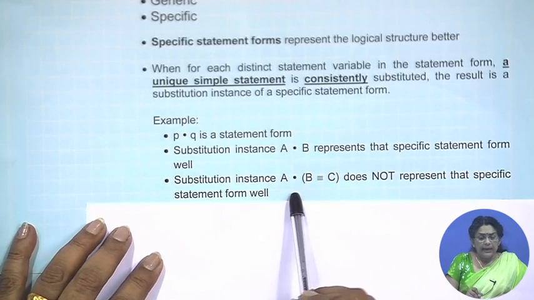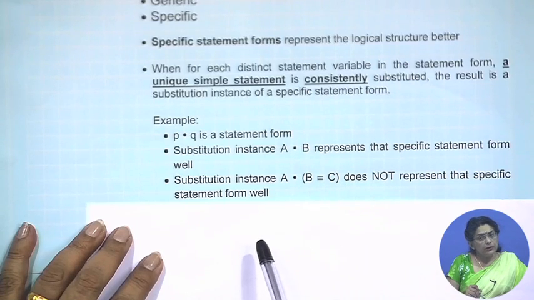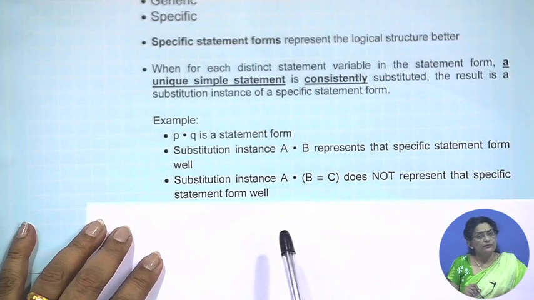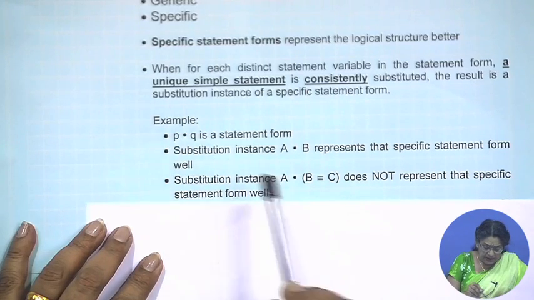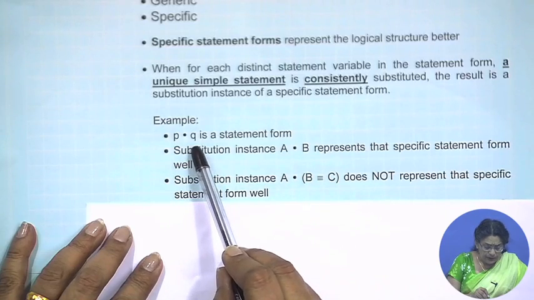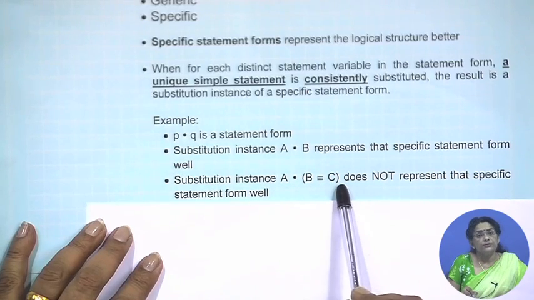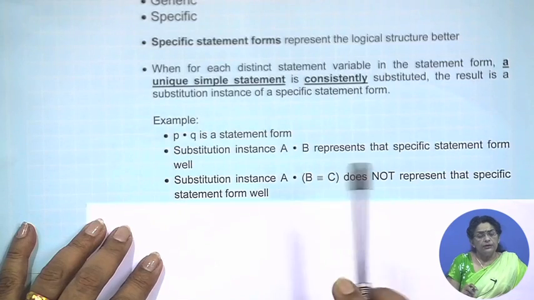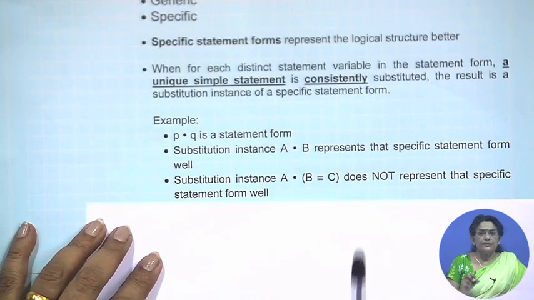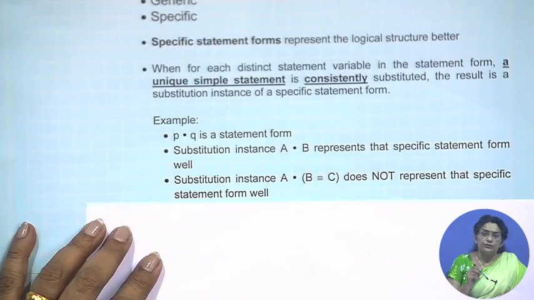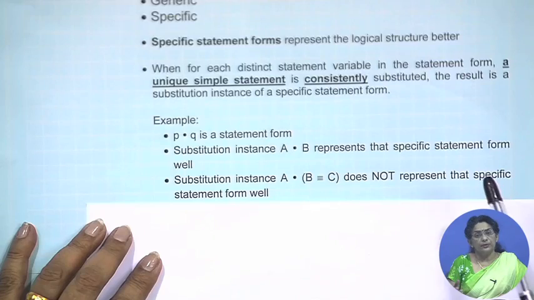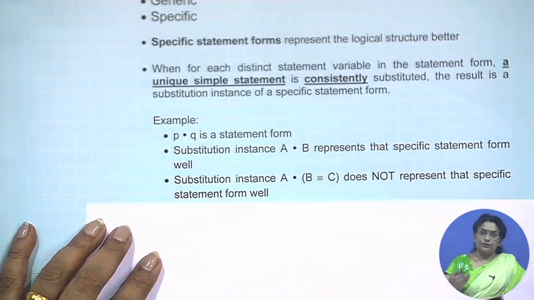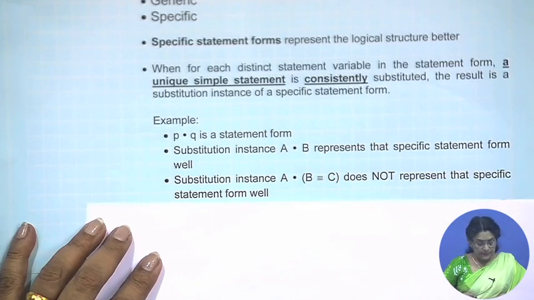But A dot B triple bar C will not represent the specific statement form. Why not? Because you have replaced P with capital A, but what you have done is to replace Q with a compound statement. You have tampered with the simple structure that you saw in the variable; it has not been preserved by replacing it with a compound. Okay? So, that simplicity structure needs to be retained if you are looking for specific statement form substitution.